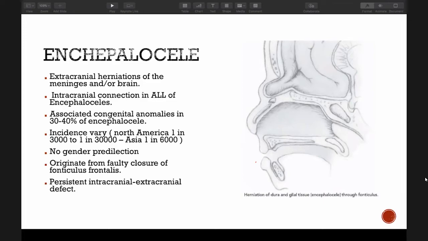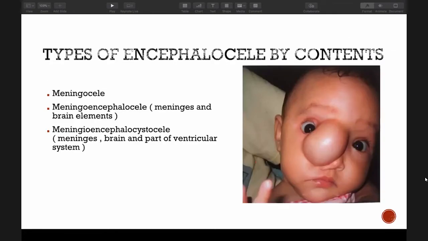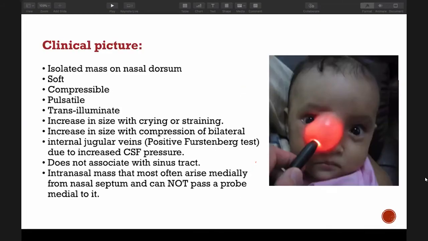It originates from a faulty closure of the fonticulus frontalis, leaving a persistent intracranial-extracranial defect. According to the content, the types are meningocele, with only meninges; meningoencephalocele, with meninges and brain elements; and finally meningoencephalocystocele, which contains meninges, brain, and part of the ventricular system.